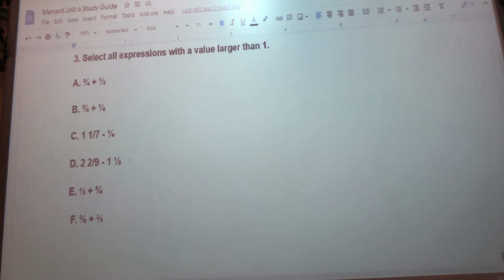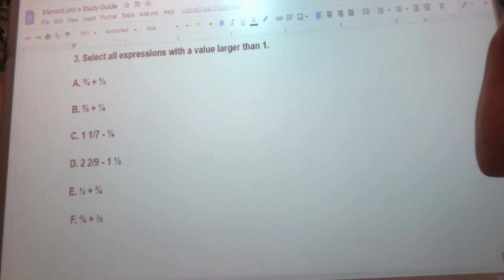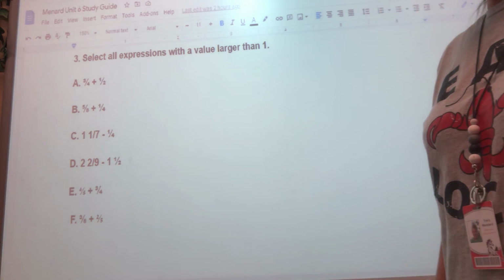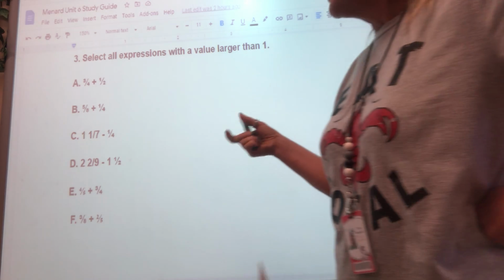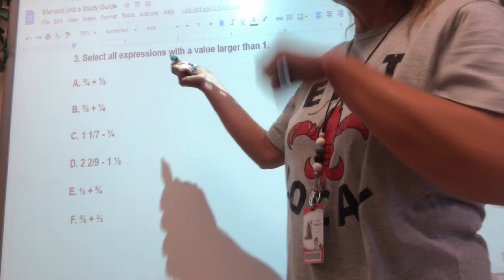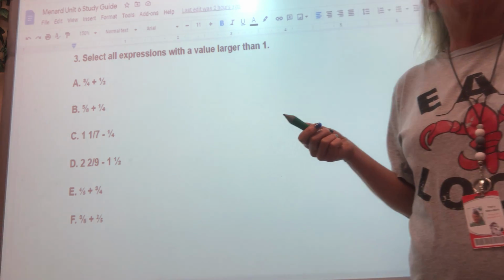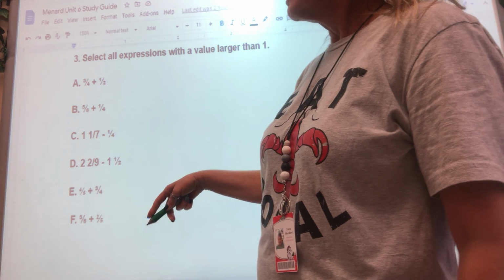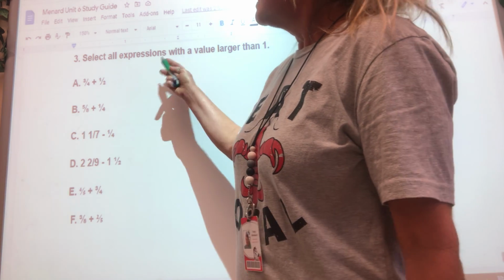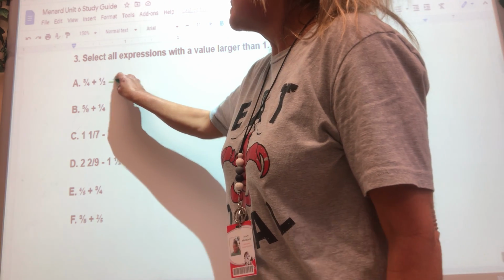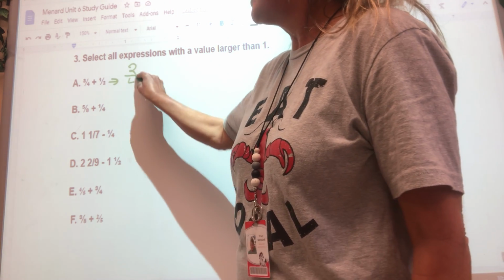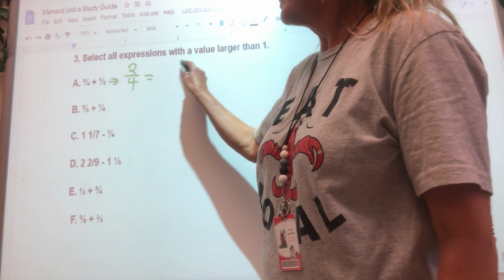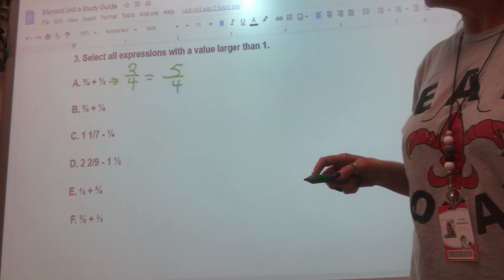Number 3, select all expressions with a value larger than 1. So, am I just going to circle one thing? No. It's just select all. Now, the first one, we don't even have to work that out. How do I know it would be larger than 1? Because I think that says 3/4 and 1/2. You're adding a half to 3/4, so that means you're adding 2/4 to 3/4, and you have 5/4. We know 1/2 is equivalent to 2/4. So 3/4 and 2/4 would be 5/4. Is that greater than 1?